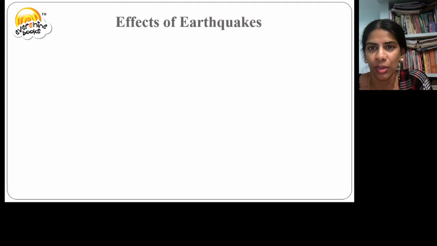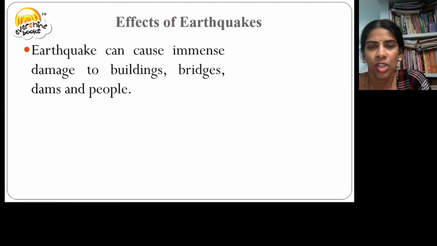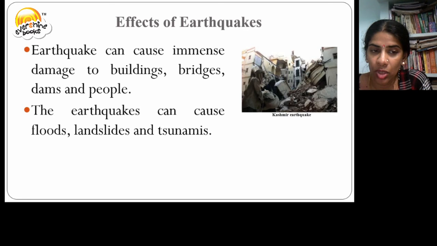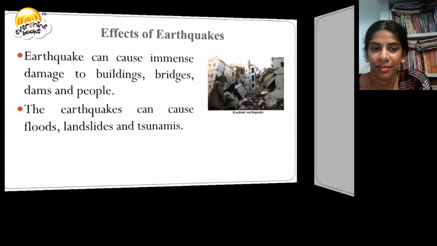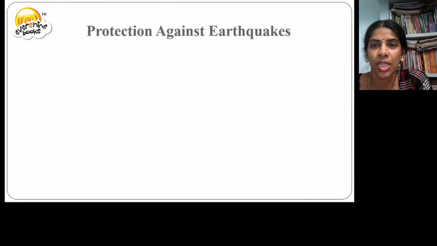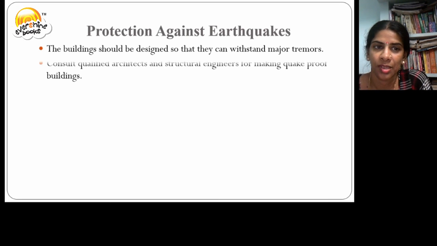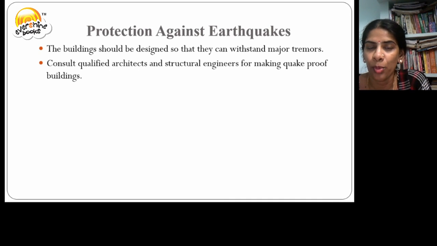What is the effect of the earthquakes? It causes immense damage to buildings, bridges, dams, and people. It can even cause floods, landslides, and tsunamis. Protection against earthquakes. The buildings should be designed so that they can withstand major tremors. Consult qualified architects and structural engineers for making quake-proof buildings.